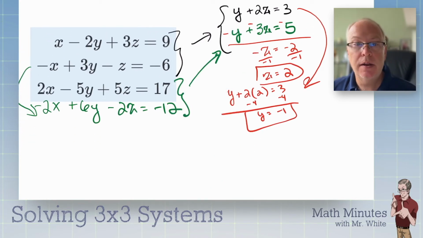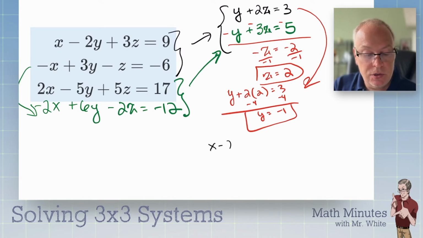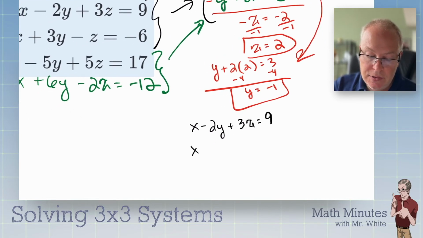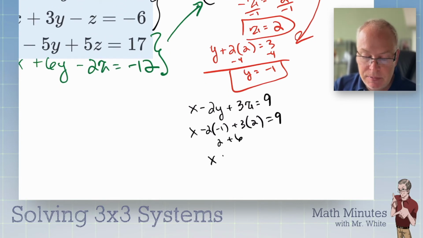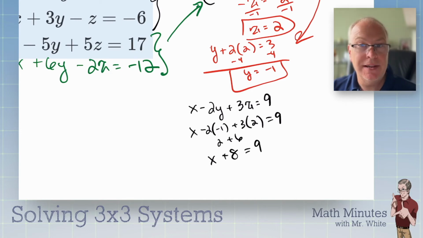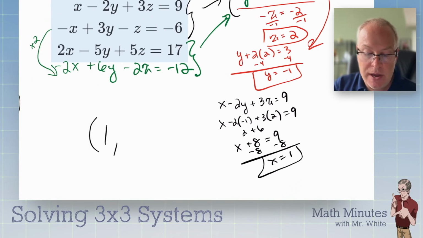Then go back to one of the original equations. X minus 2y plus 3z is 9. So x minus 2 times negative 1 plus 3 times 2 is 9. That's 2 plus 6. So that's x plus 8 is 9. Now, it's not 17. Show your work. And you get x equals 1. So the answer here is 1, negative 1, 2.